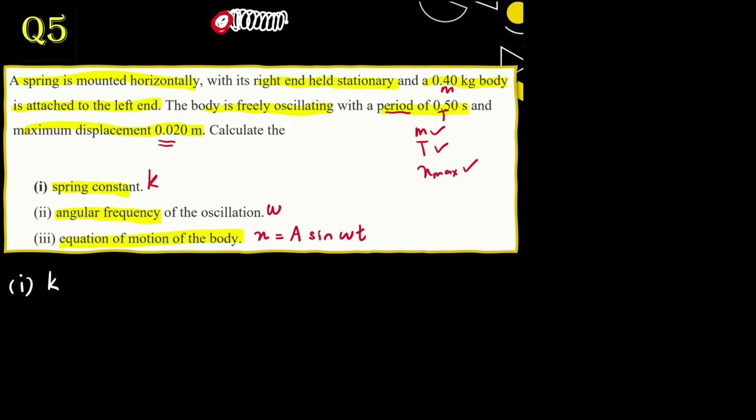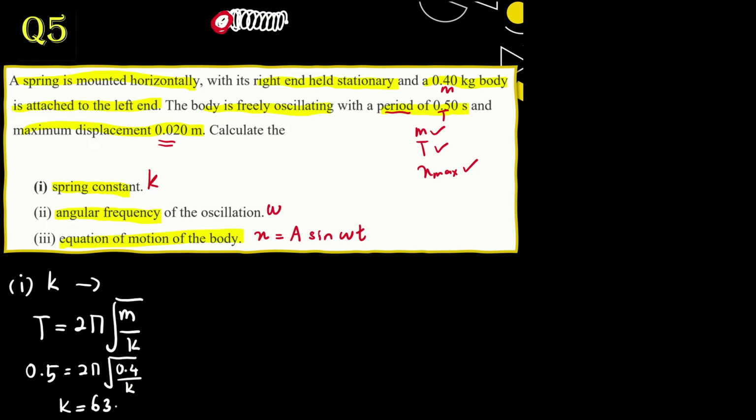So k can be found out from the equation of period because we have the information of period. Period is equal to 2 pi square root of m over k. So we substitute all the values. So 2 pi, our m is 0.4, and finally you'll get k is equal to 63.2 Newton per meter.